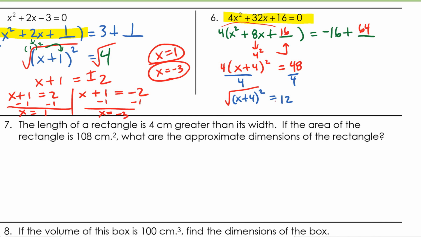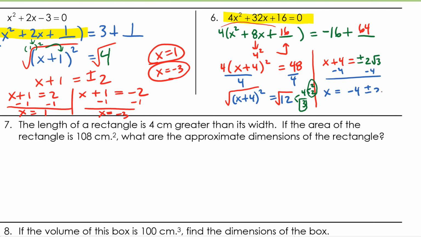Then we square root both sides. I'm going to draw it over here. X plus 4 is equal to the square root of 12, which can factor to 4 and 3. 4 is 2 and 2, pair left over. So that's plus minus 2 root 3. Subtract 4 from both sides, and x is equal to negative 4 plus or minus 2 root 3. Okay, that's it for completing the square.